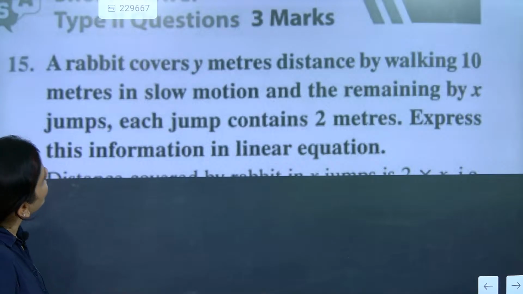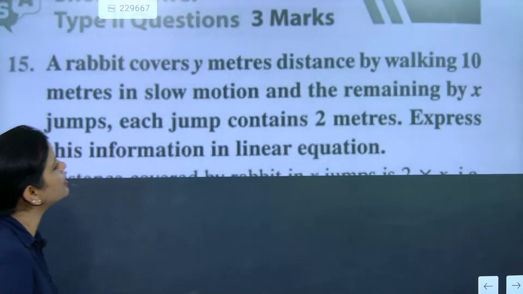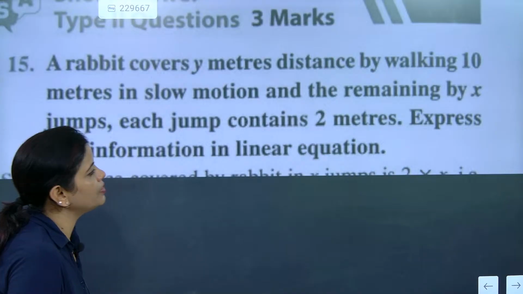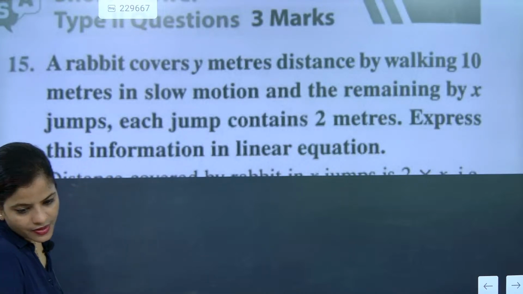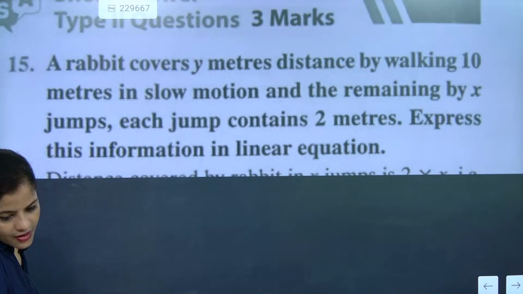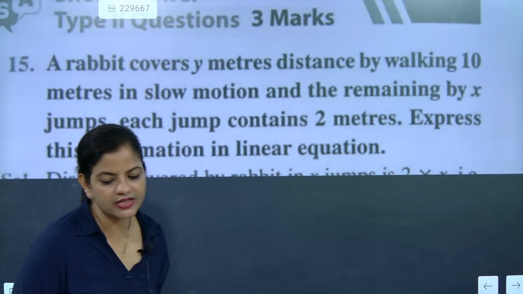Now look here. A rabbit covers y meter distance by walking, 10 meter in slow motion, and the remaining 2 meters by x jumps. Each jump contains 2 meters. Understood? Express this information in a linear equation. Then x will be into 2, and 2 into 8. Where is the y part, Vaibhav? That was a very quick answer, but one time, justify the y part and say.